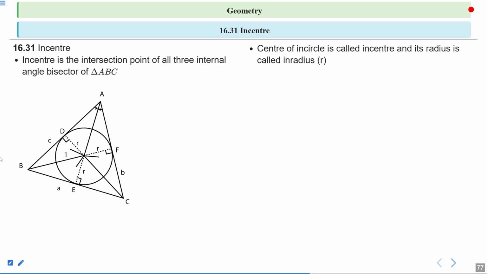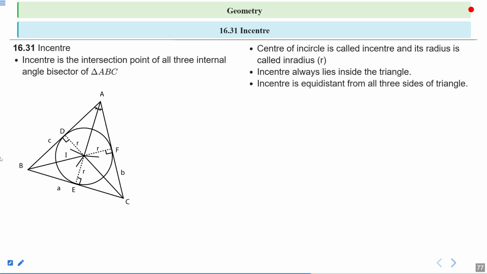The center of the incircle is called the incenter and its radius is called the inradius. Incenter always lies inside the triangle. Incenter is equidistant from all three sides of the triangle. So angle BIC equals 90 plus angle A by 2. Same way, angle AIC equals 90 plus angle B by 2, and angle AIB equals 90 plus angle C by 2. Next one.